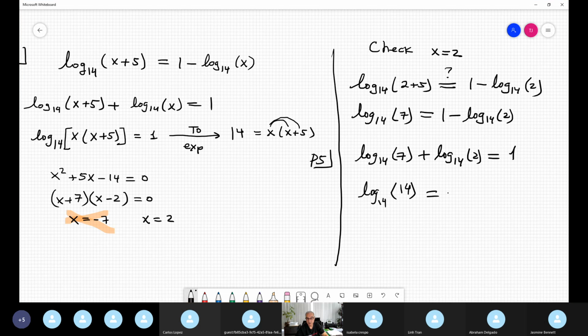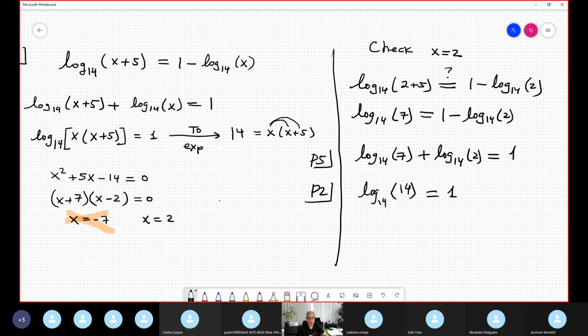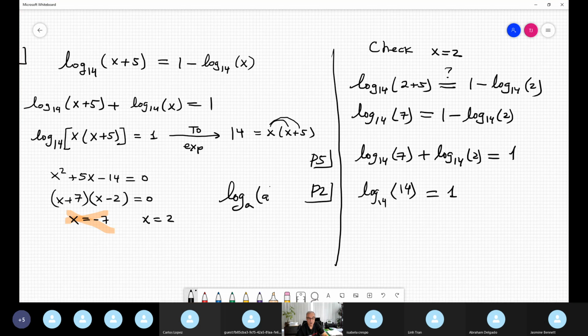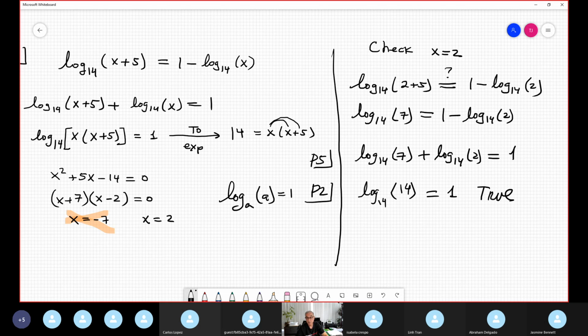Wow, fantastic. So you apply property number 2 that we studied today: the logarithm of any base, when inside the argument we have the same number, is 1. In this case, the base is 14 and the argument is 14, so it is 1. True. Therefore, the solution x equal 2 works. Solution set for this equation is just 2. End of story. Do you see?